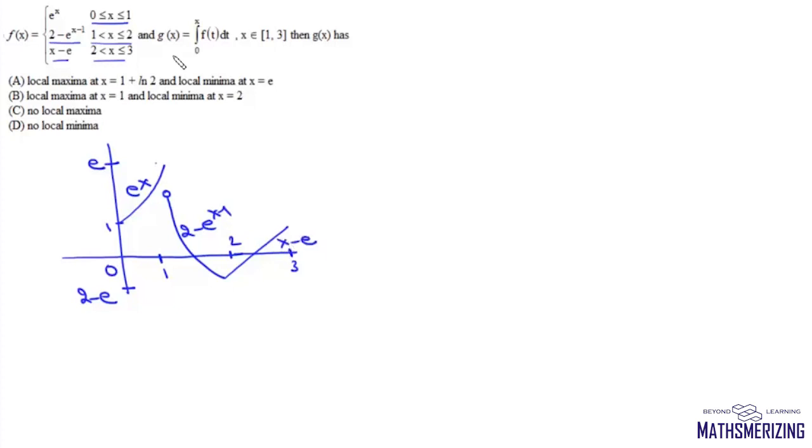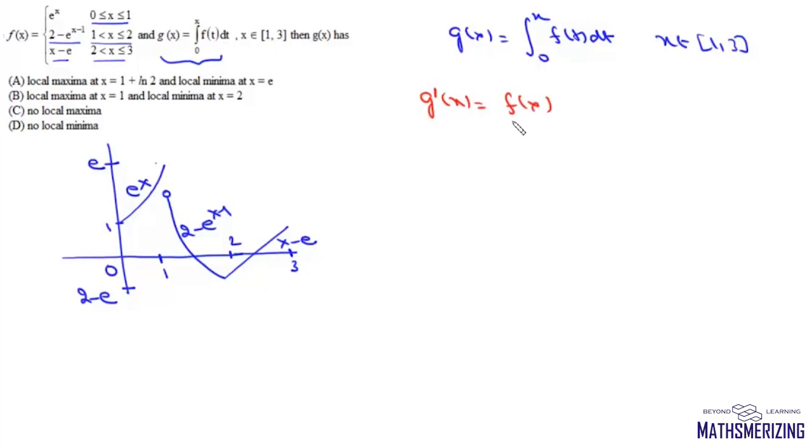Now it says we have defined a function g(x), which is the integral from 0 to x of f(t) dt. So we'll write this g(x) as the integral from 0 to x of f(t) dt when x belongs to 1 to 3. Now we need to find maxima and minima for this function g(x). So for that we'll find g dash x. Now g dash x will be simply f(x), and we have to find critical points of f(x).